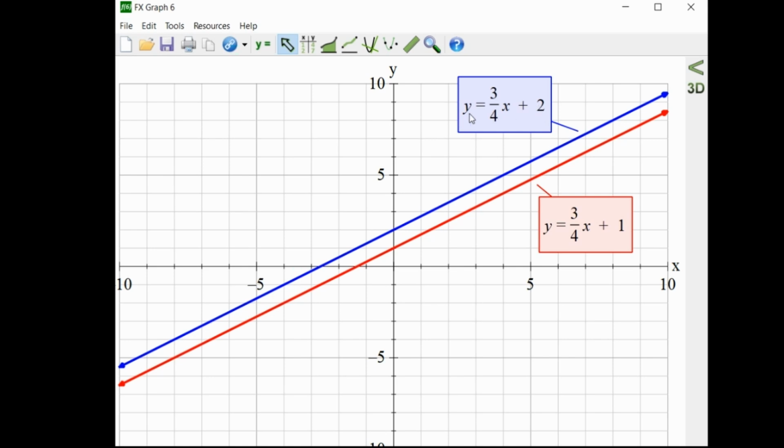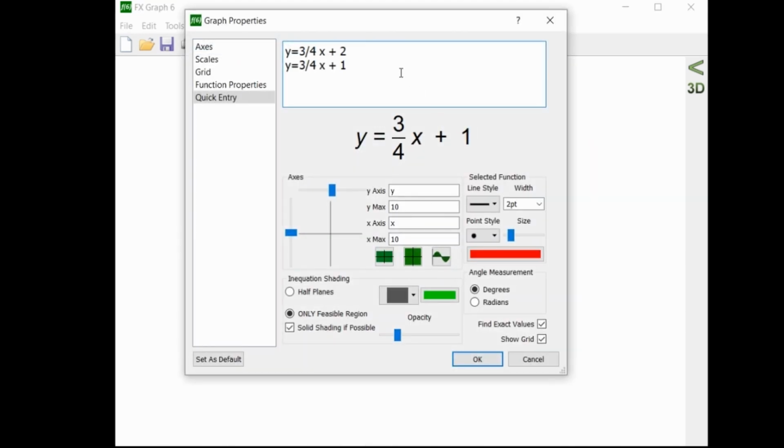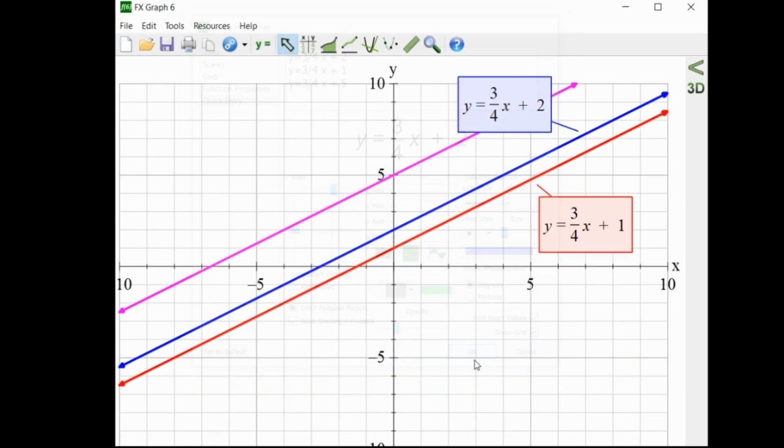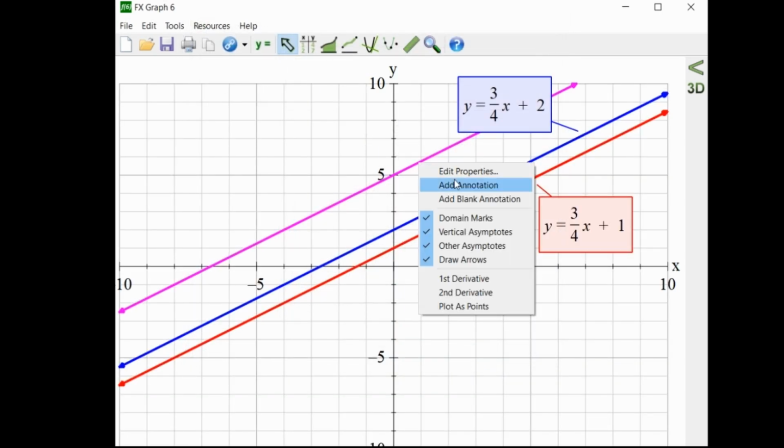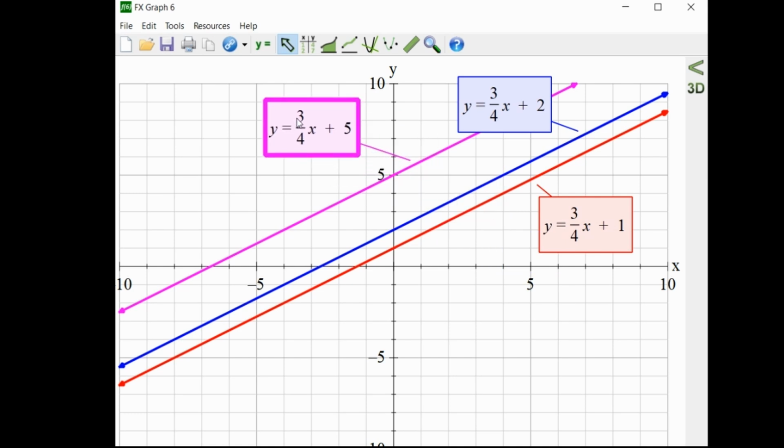So if I have this equation here, but I put a 5, we would expect the line to cross at that point. So let's have a look at that, shall we? Let's go here. Y equals 3/4 times x plus 5. So the line should go through the y-axis at y equals 5. And it does, look. So now you understand what happens with this constant here.